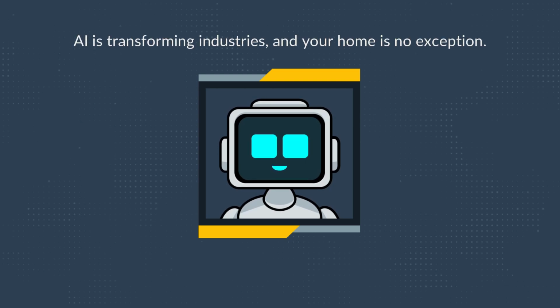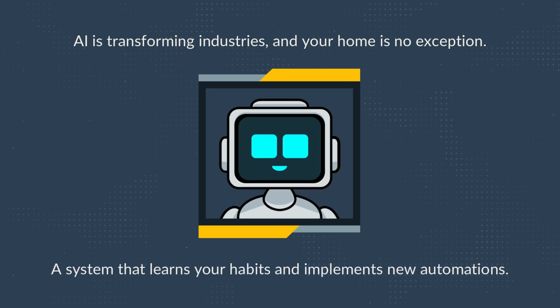Artificial intelligence is transforming industries across the board, and your home is no exception. Imagine a home automation system that anticipates your needs and learns your habits, suggesting or implementing new automations to make your life easier.